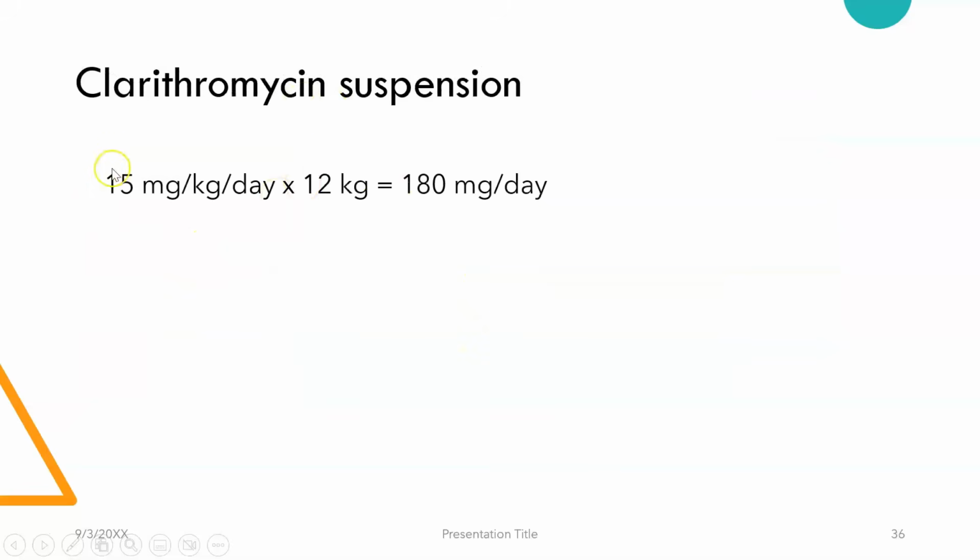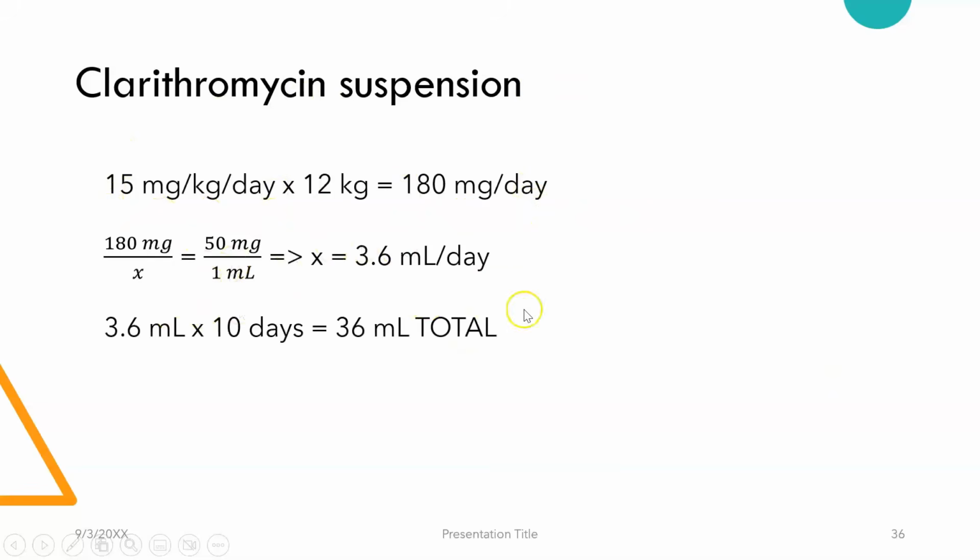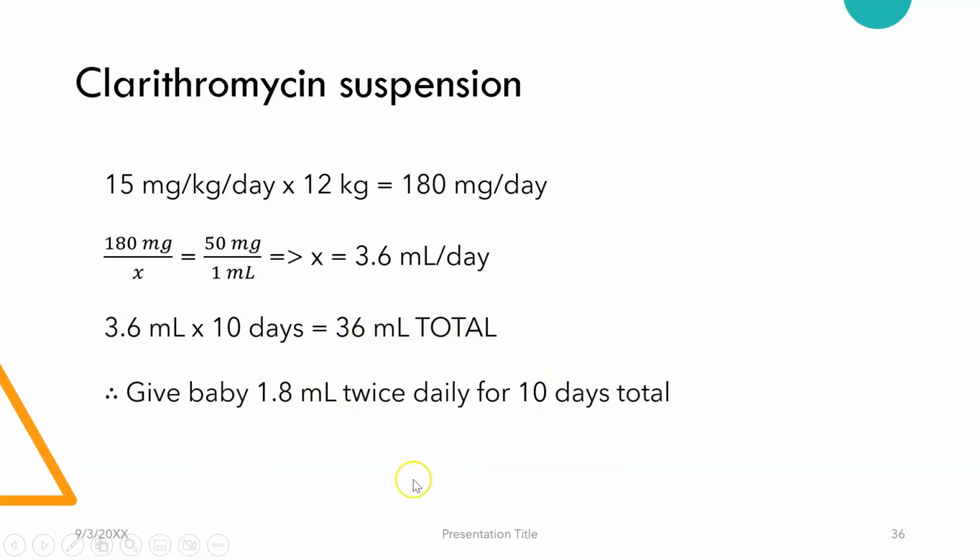So we're going to go ahead and calculate. We get the amount in milligrams again, and we do some cross multiplication to get the amount in mils. And we find out that we're going to be needing 36 mils of the antibiotic total. So what we're going to do is we're going to serve 1 bottle, which contains 105 mils. And the instructions we give out to the patient are to give the baby 1.8 ml twice daily for 10 days total.